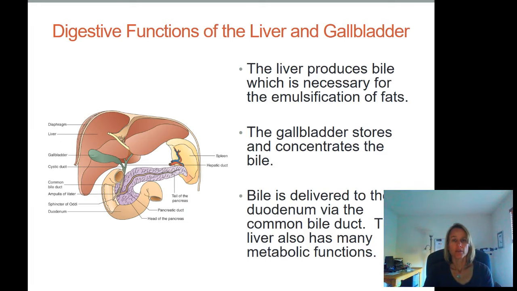The liver and gallbladder: their main digestive function is through the production of bile. The liver produces bile, which emulsifies fats. The gallbladder stores and concentrates this bile. And then that bile joins the pancreatic duct and gets delivered to the duodenum via the common bile duct. The liver also has a lot of metabolic functions, such as gluconeogenesis and glycogenolysis, but we're just going to focus on the digestive functions right now.